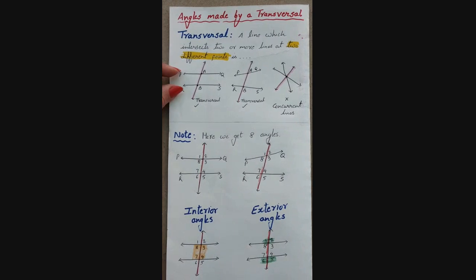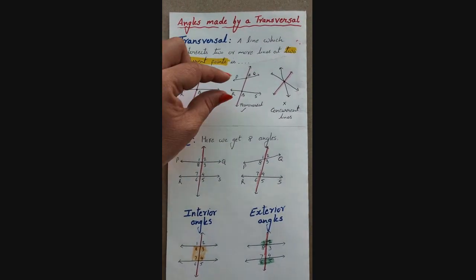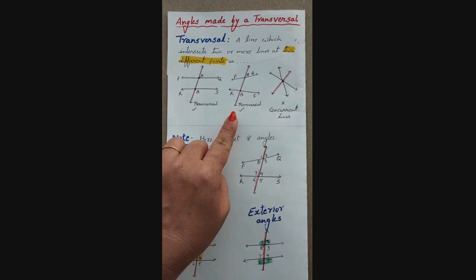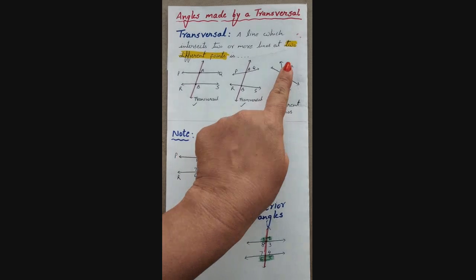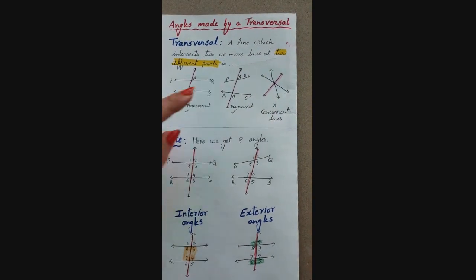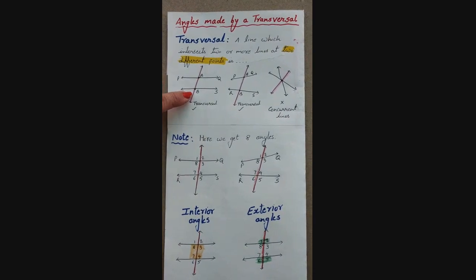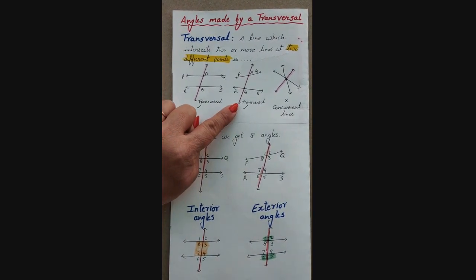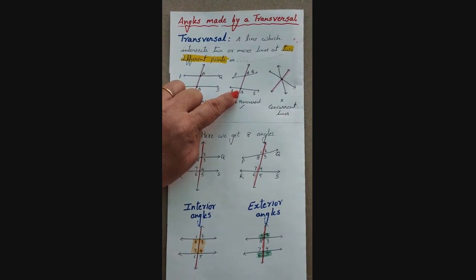Here you can see that these two are parallel lines and the pink one is the transversal line. These two lines are not parallel and this is the transversal line. The very important point that is highlighted is two different points. So this transversal line intersects at two different points A and B. Here also this transversal line intersects at two different points A and B.